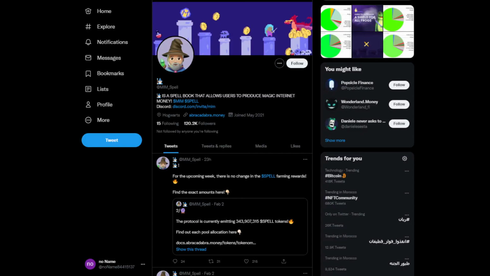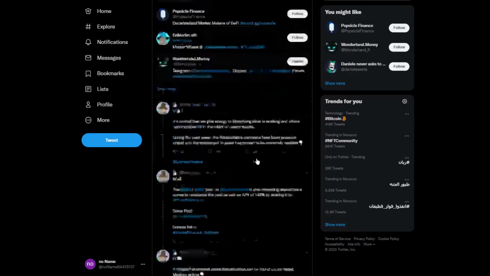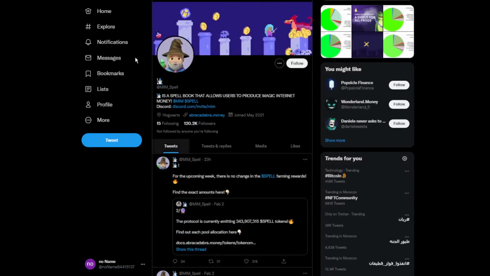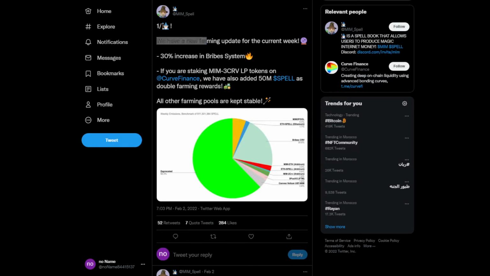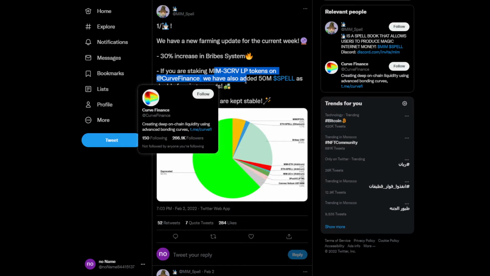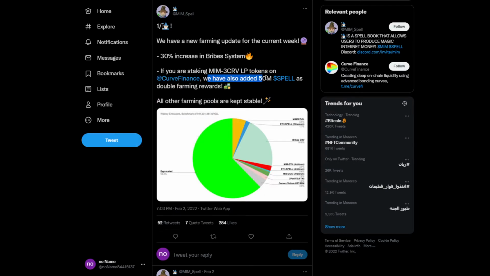So moving on to some news, this is the official account for Spell Token. There's some tweets from it. From the upcoming week, there's no change in the Spell farm reward. Oh, that's like an old tweet. Okay, we have new farming updates for the current week. 30% increase in the bribe system if you have staked MIM LP tokens on Curve Convex. We have also added 15 million Spell as double farming reward.